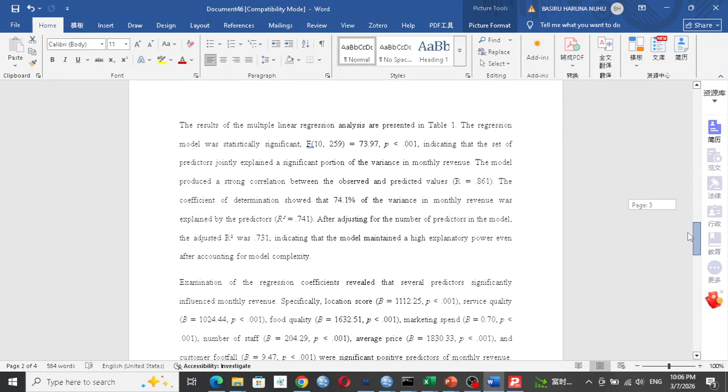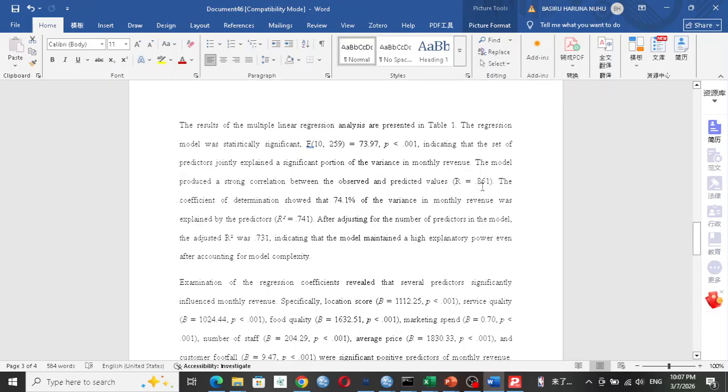So now this is our report. The results of the multiple linear regression analysis are presented in Table 1. So that's the name of the table. The regression model was statistically significant. That is, we use the ANOVA results. So that is the overall, indicating that the set of predictors jointly explain a significant portion of the variance in monthly revenue.